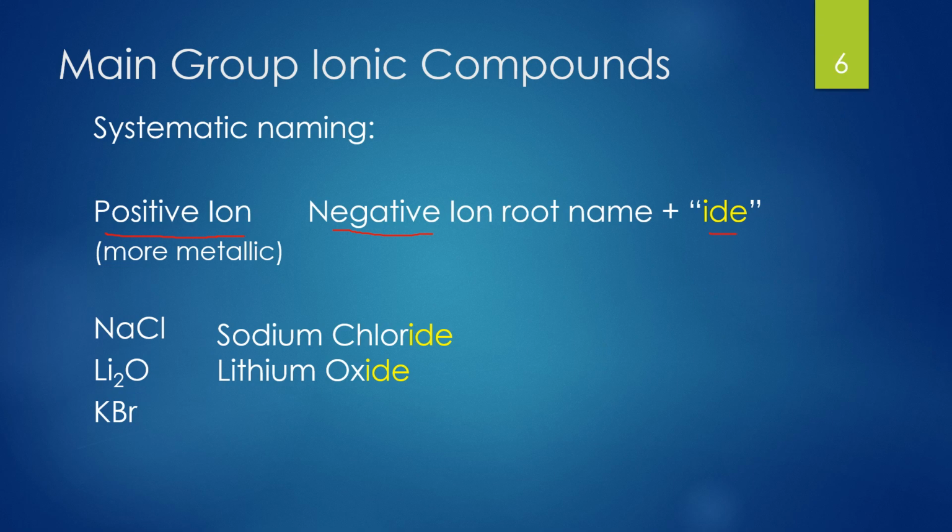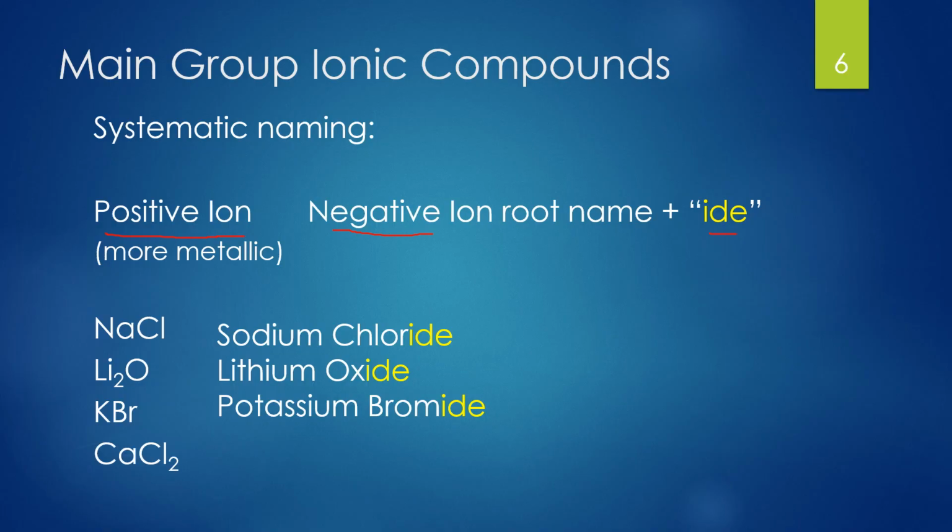KBr. So finding K on the periodic table. Notice that's an alkali metal, just like lithium. So K is potassium. Br is a halogen, so it's bromine. So bromine would become bromide.